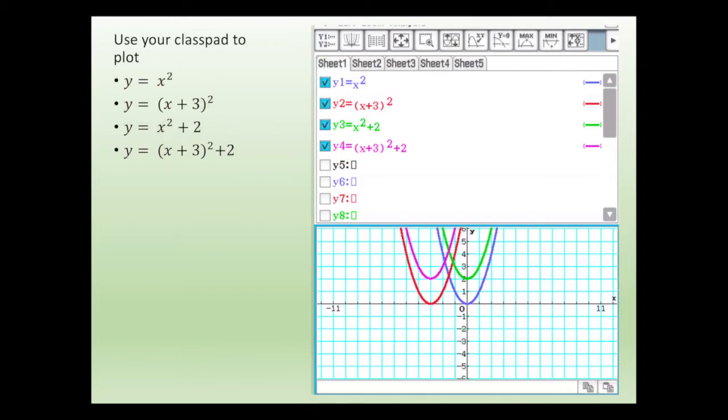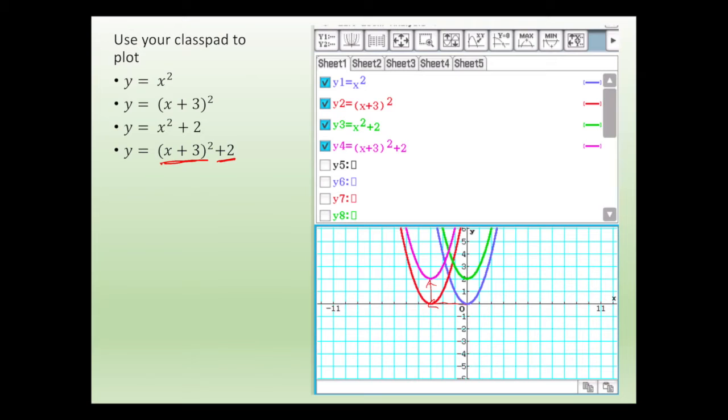Now you can see that the basic parabola has moved left by 3 units when it is (x plus 3) all squared. And then when it's x squared plus 2, it moves up by 2 units. When we combine both (x plus 3) all squared and add the constant 2, it combines the horizontal movement and the vertical movement. So every point of the basic parabola moves to the left by 3 and then moves up by 2.